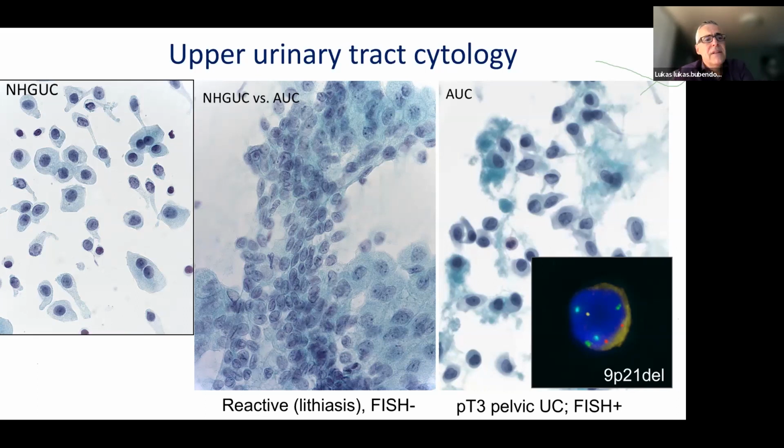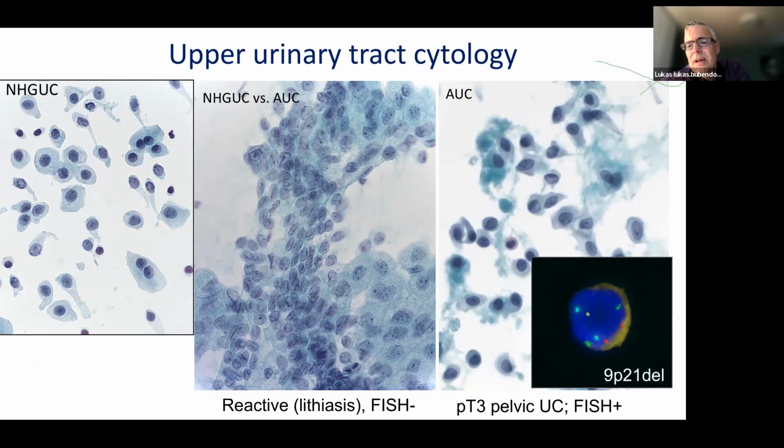And the one on the right looks not so dissimilar to the one on the very left. But the nuclei, well, the NC ratio is a little bit higher, and there are irregularities of the nuclear membrane. So we called it atypical urothelial cells.